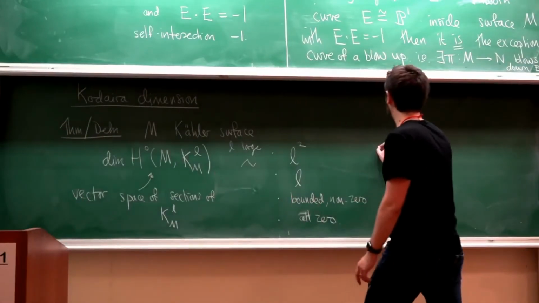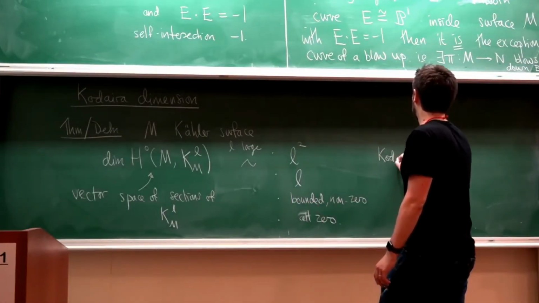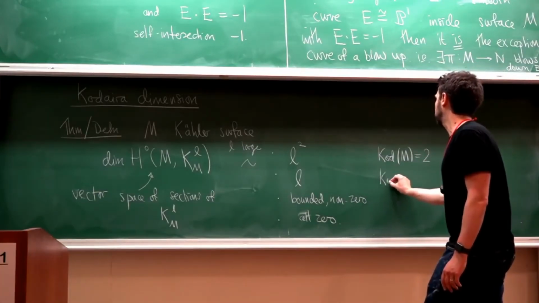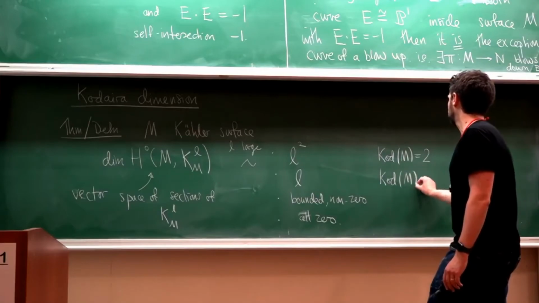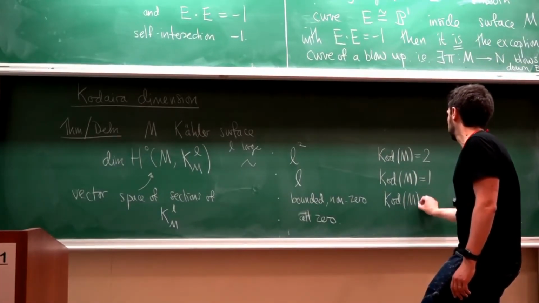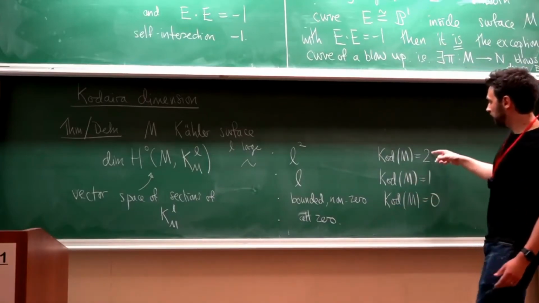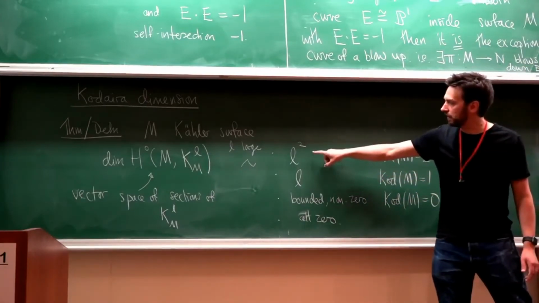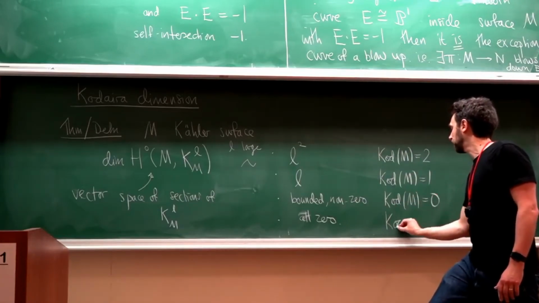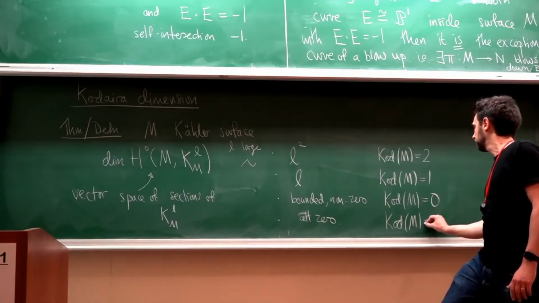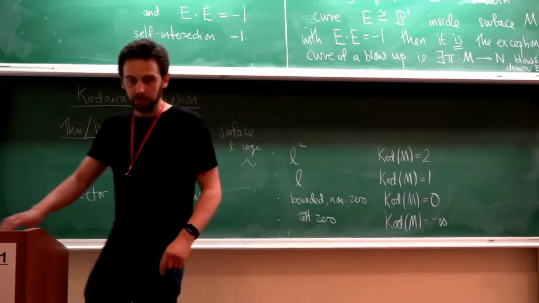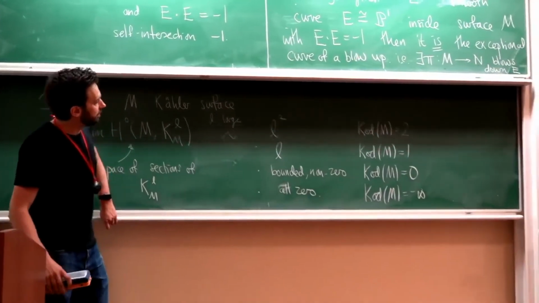In this case, we say that the Kodaira dimension of M is equal to 2. Here we say the Kodaira dimension is equal to 1. Here it's 0. So think of these as the power of L: the power of L is 2, 1, 0. And in this one we take it to be negative infinity. Again, it's just a definition.